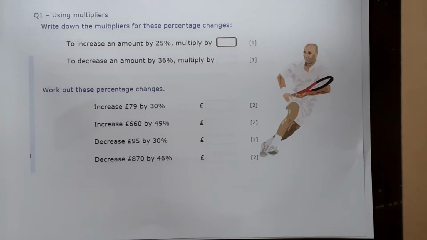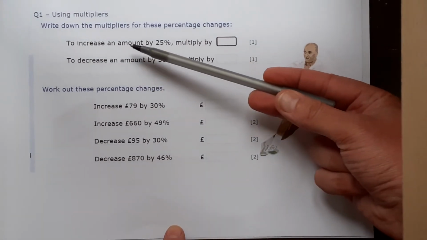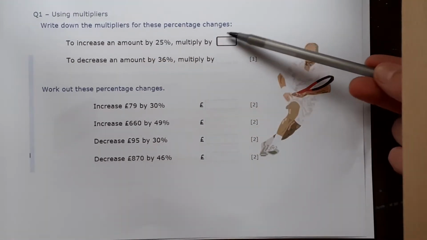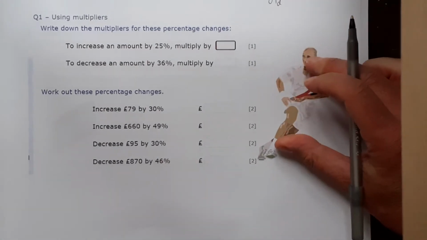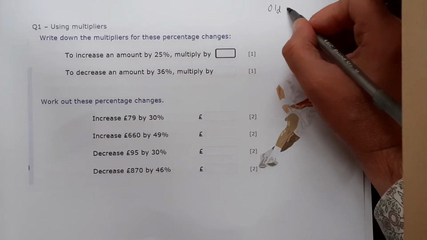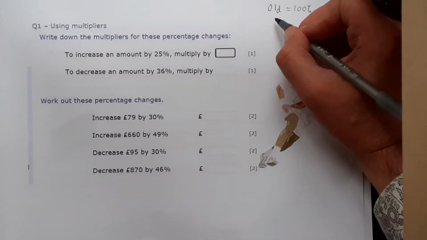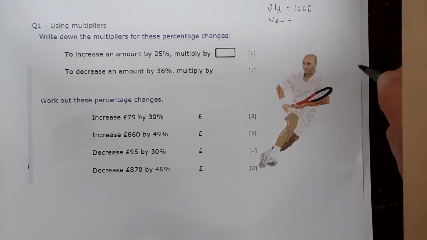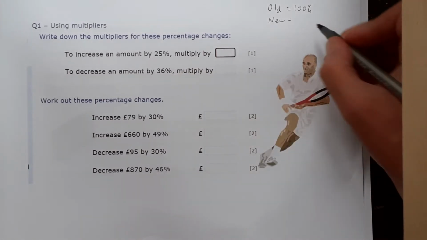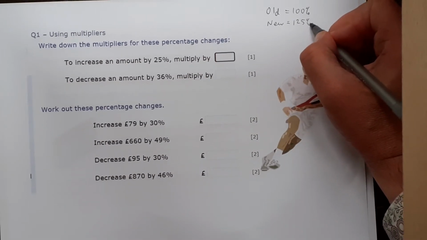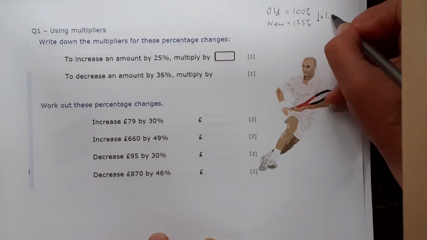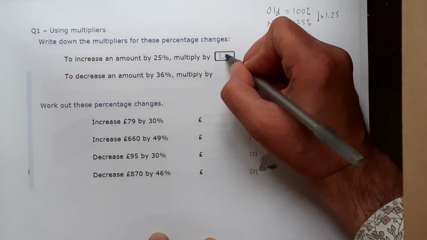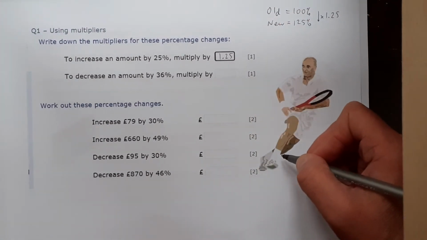Okay, so let's have a look at some of the questions that you're going to get in your My Maths task today. So it says to increase an amount by 25%, we're going to multiply by, and then there's a gap. So let's have a look. Our old amount was 100%. Our new amount after a 25% increase is obviously 125%. So it doesn't take a lot of working out to say that I'm going to times by 1.25 to increase by that amount.